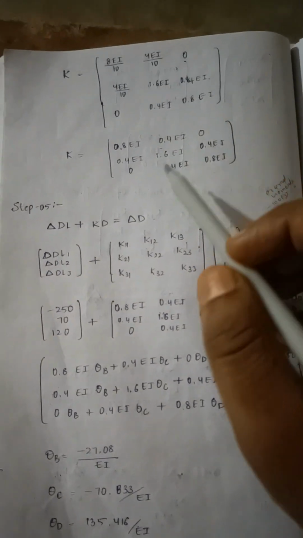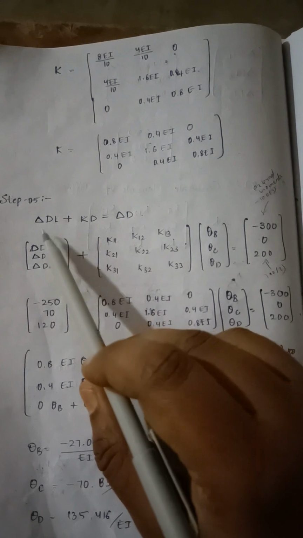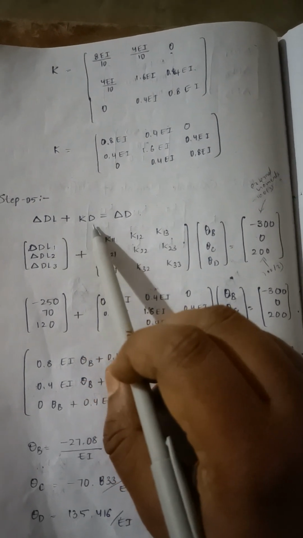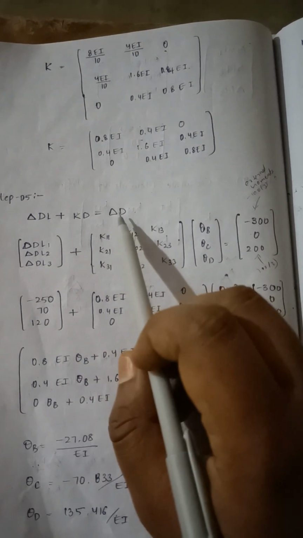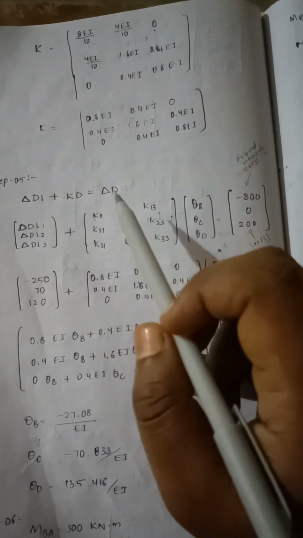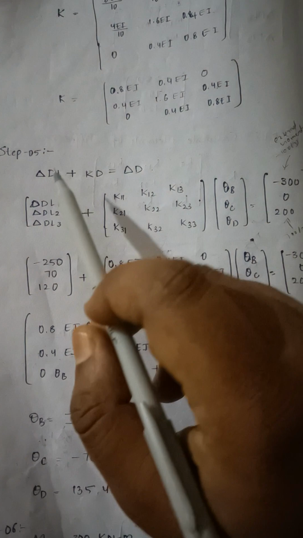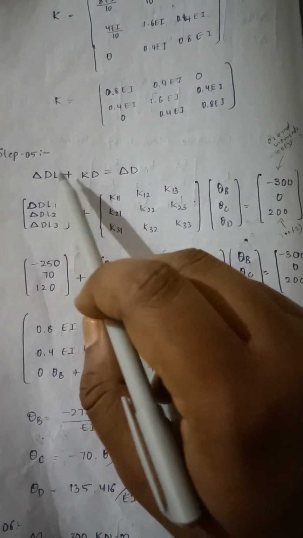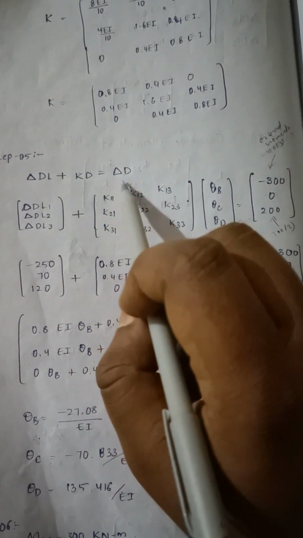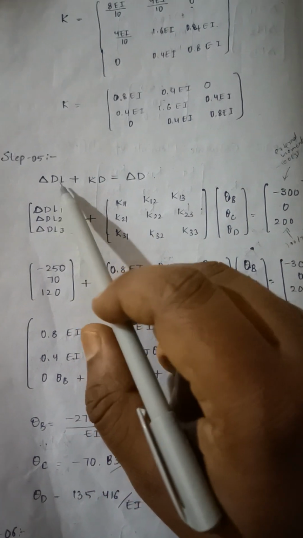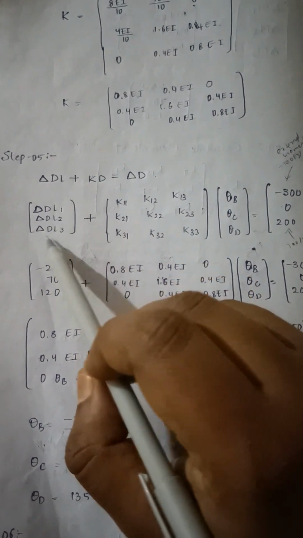So in the next step, we are using the equation delta DL plus KD equal to delta D. We can find unknowns. What are the unknowns? Theta B, theta C, and theta D. So now what is delta DL? This is also written as P. So P plus KD equal to delta D also we can write. Delta DL means delta DL1, delta DL2, delta DL3.